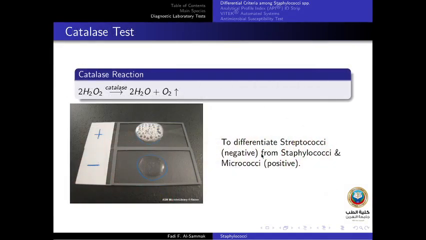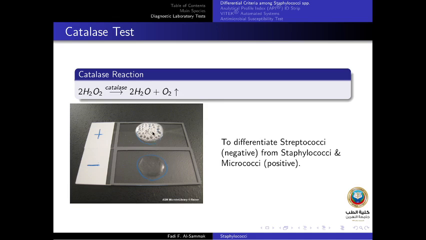Now we go to the catalase test, that is usually used to differentiate streptococci, which are negative, from staphylococci and micrococci. This is a slide method where we put the hydrogen peroxide, and then we add several colonies to the drop. We should have positive and negative controls.